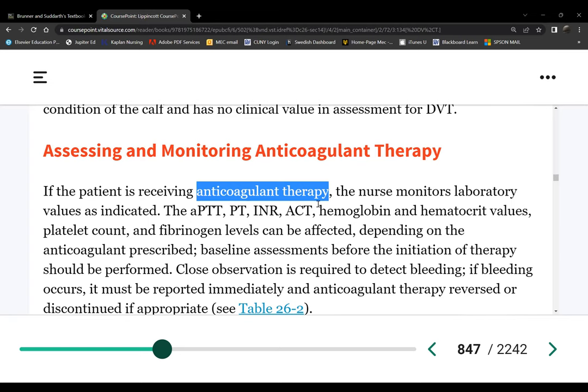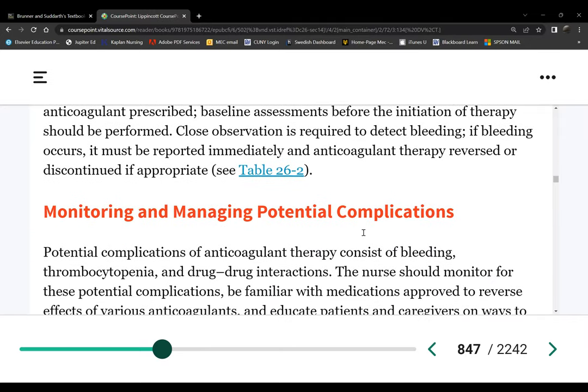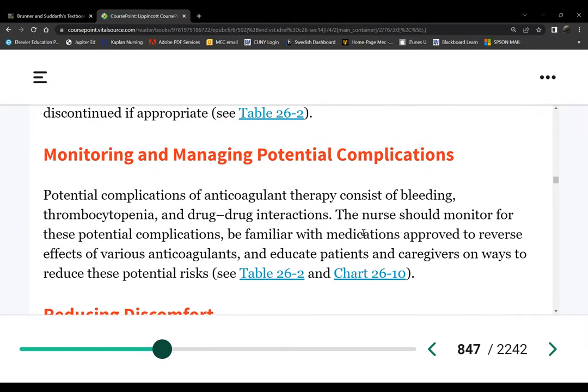Depending on the anticoagulant used, when do we use APTT? When do we monitor it? When is Heparin used? When do we monitor PT/INR? And of course, we watch them for bleeding. Anyone on anticoagulants, antithrombotics, or especially thrombolytics. We already talked about thrombolytics in stroke.